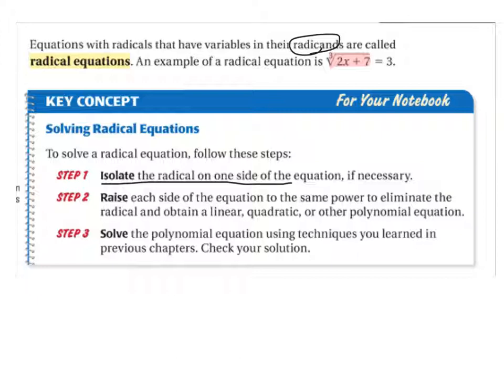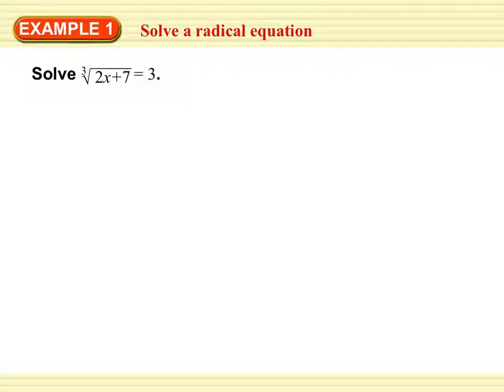Raise each side of the equation to the same power to eliminate the radical and obtain a linear, quadratic, or other polynomial equation. This is a cubed root, so we're going to raise both sides to the third power to eliminate that radical. And here we would have a linear equation because this is to the first power. Solve the polynomial equation using techniques you learned in previous chapters. Check your solution. So let's go ahead and try one.